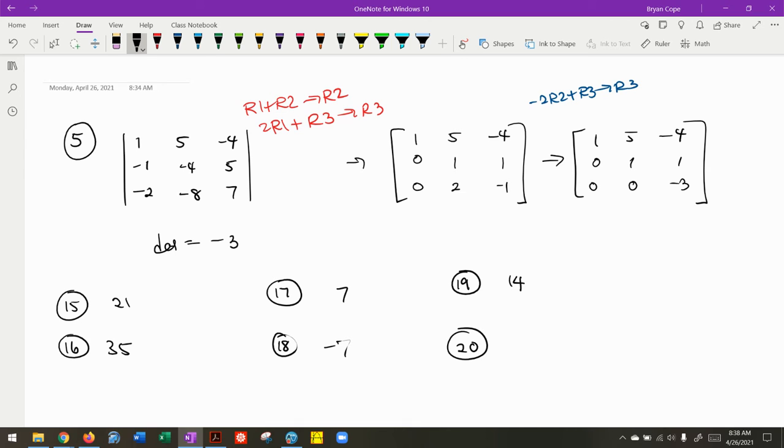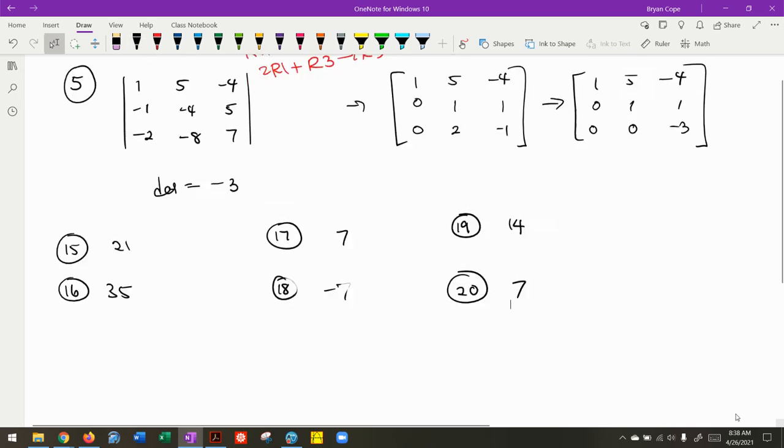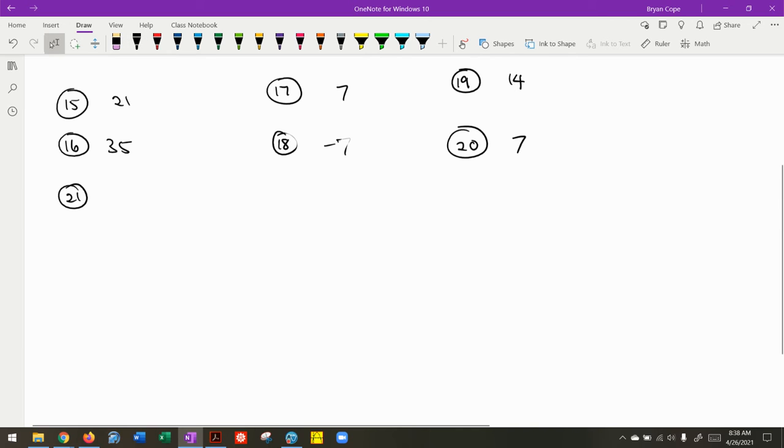And then in 20, we're doing the second row plus 3 times the third row, so it's going to be the same determinant, 7. For 21, it tells us to use determinants to find out if the matrix is invertible. The matrix is 2, 6, 0, 1, 3, 2, 3, 9, 2.